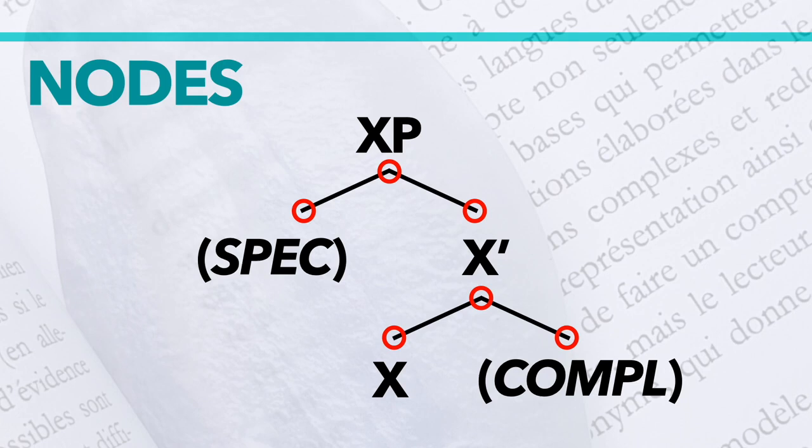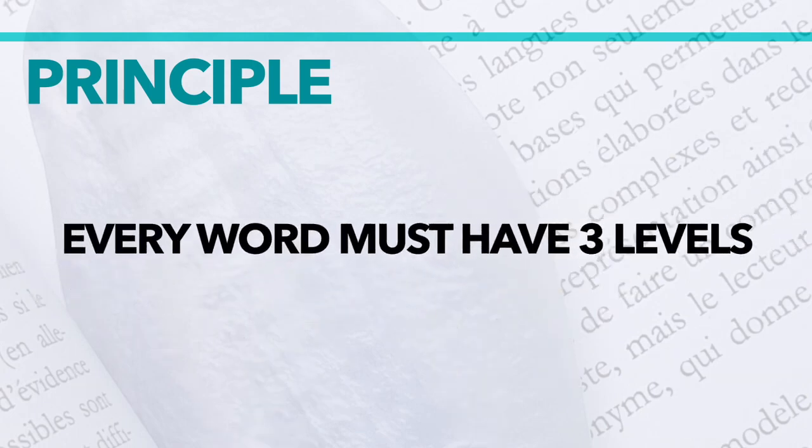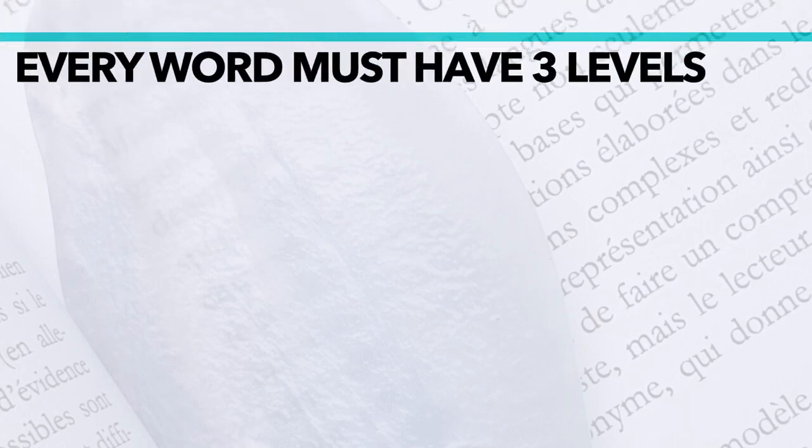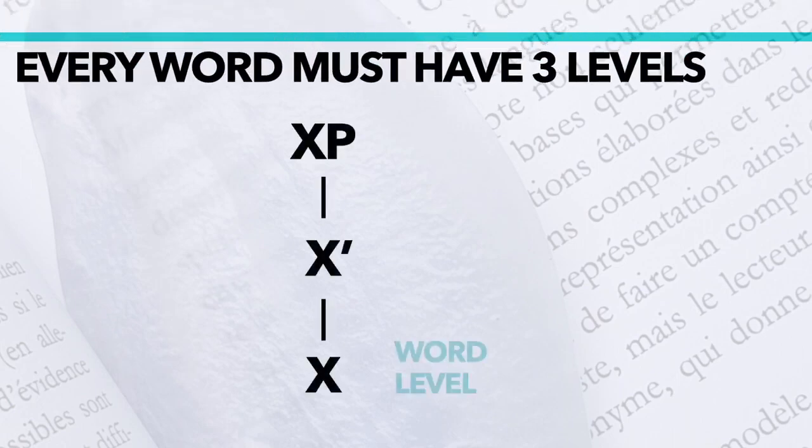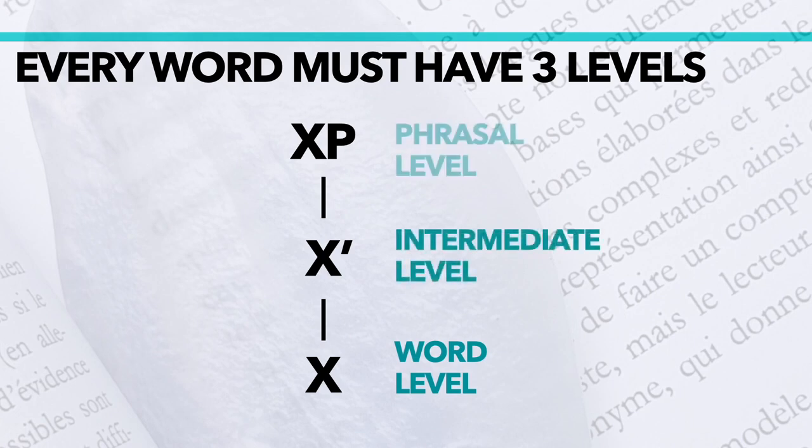Okay, before we draw a syntactic tree, you must remember one big principle. Every word must have 3 levels. Well, what does it mean? Every word must have 3 levels, which are word levels, intermediate levels, and phrasal levels. Word levels are where words are inserted. Along with other phrasal levels or word levels alone, they can form intermediate levels. Then, along with other phrasal levels or intermediate levels alone, they can form phrasal levels.